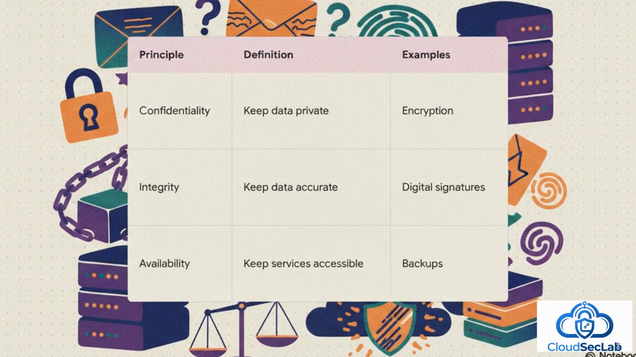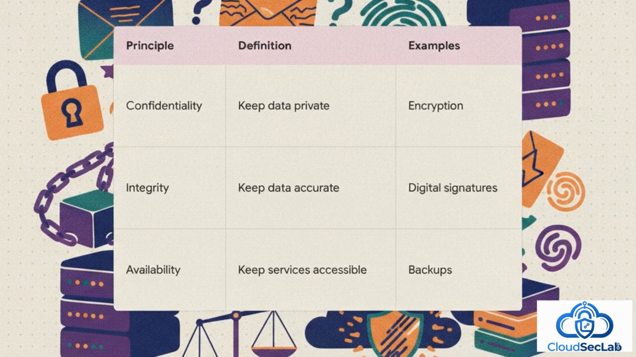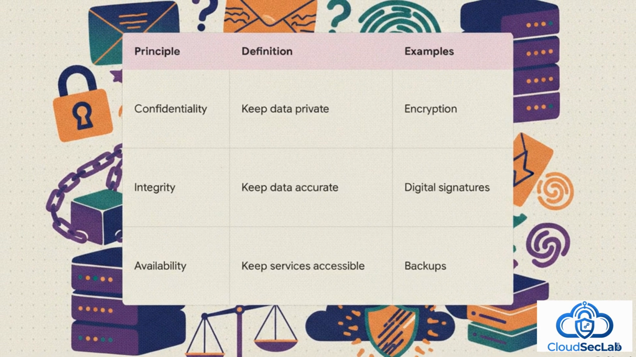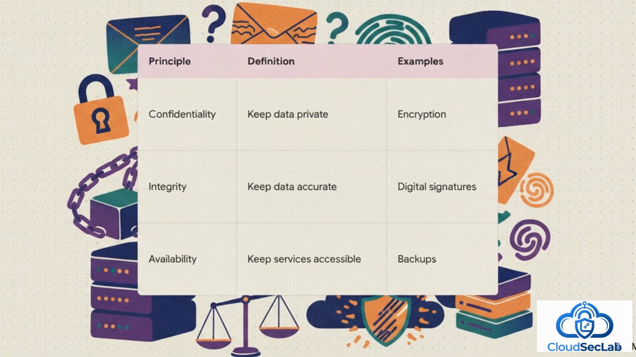And third, availability. This is making sure your services are actually accessible when authorized users need them, which means having really robust backups and rock-solid DDoS protection. Basically, every cloud security tool you'll ever use is specifically designed to support one or more of these 3 pillars.